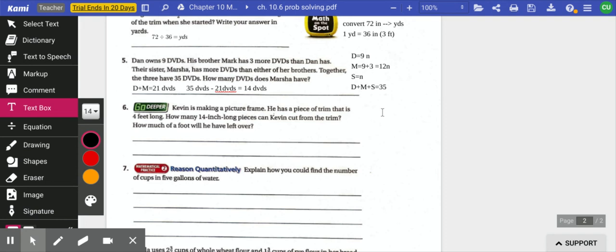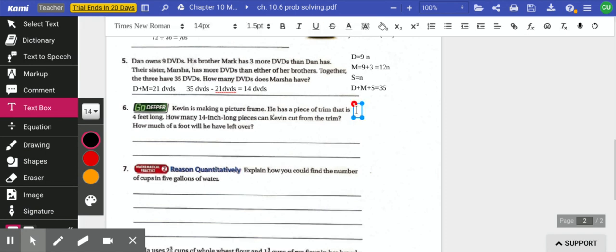So the trim is 4 feet. So I know that 4 feet equals 30, oops, pardon me, 48. I'm looking at the wrong thing here. 4 feet equals 48 inches. Let's see, I'm typing on this.